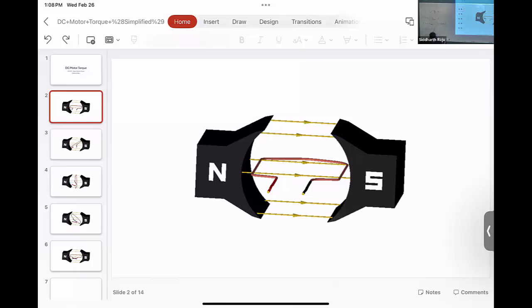But what we have here is basically just a north pole and a south pole. And then we have a conductor in between. And we are going to see what the forces acting on these conductors are, right? So can somebody tell me what the first problem with this diagram is?